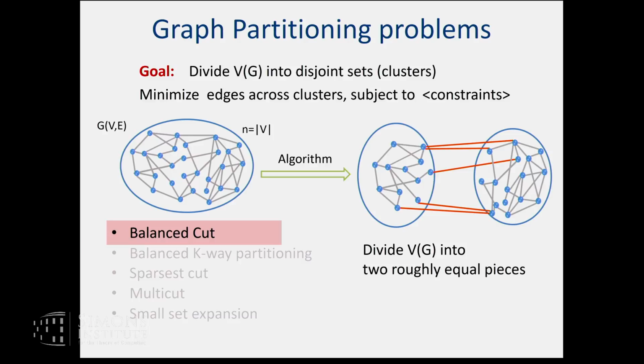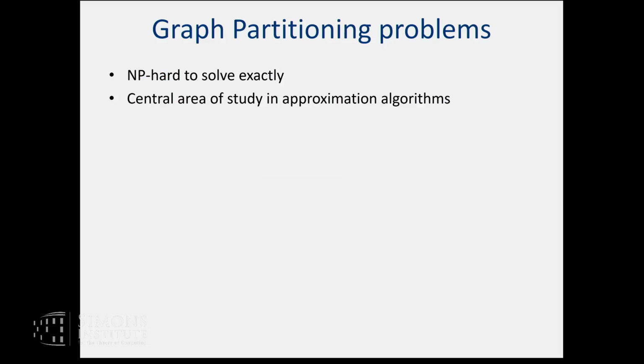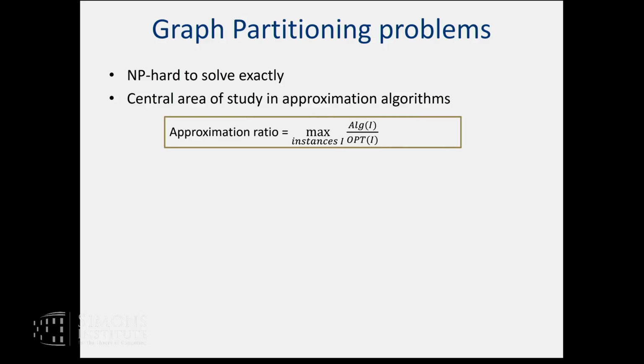So depending on different constraints, you get different problems, but this is a very general broad class of problems called graph partitioning, and that will be the focus of this talk. Graph partitioning problems are typically NP hard to solve, and they've been a central area of study in approximation algorithms. Because they are NP hard, typically we design good approximation algorithms for these problems. Here you want to design a polynomial time algorithm which always outputs a solution within a factor alpha, ideally a constant, as small as possible, of the optimal solution for that instance. That's the approximation ratio.